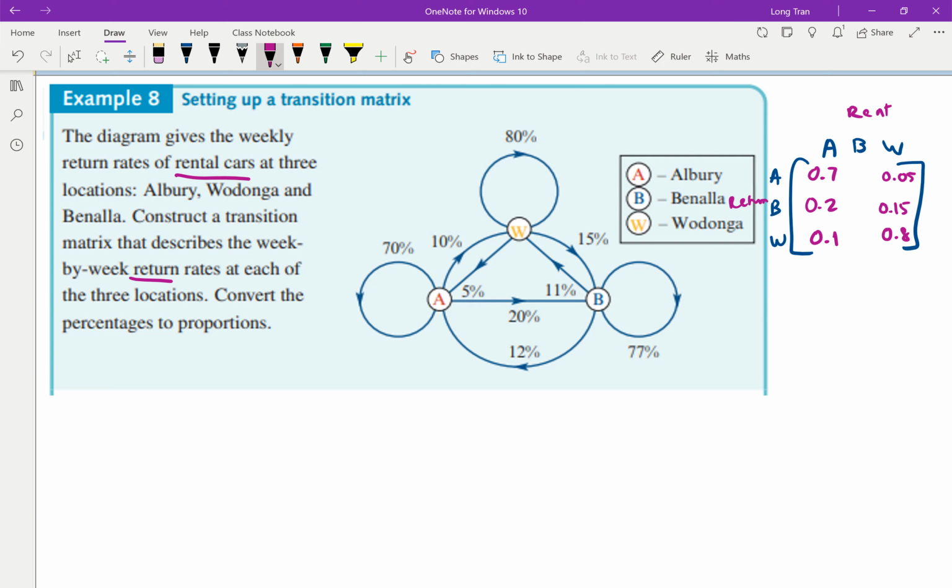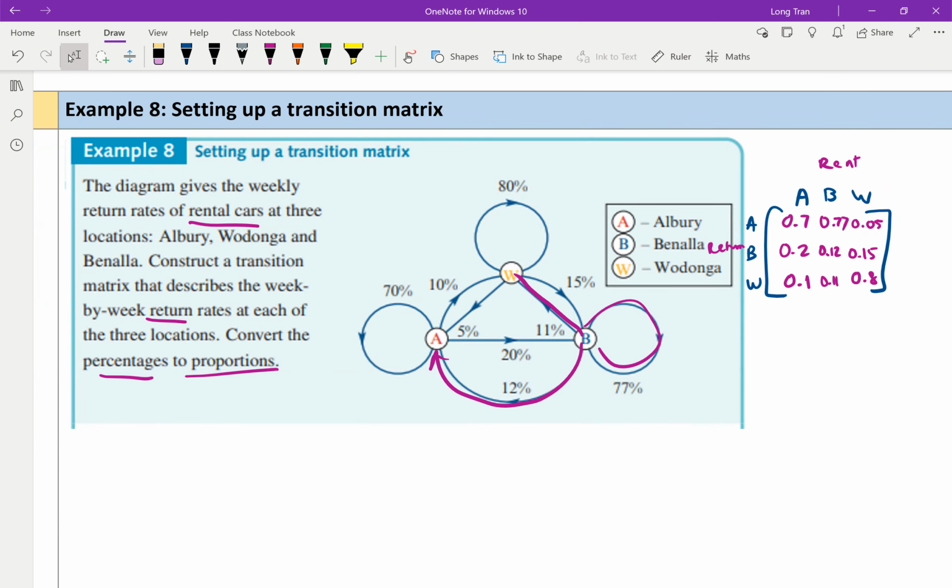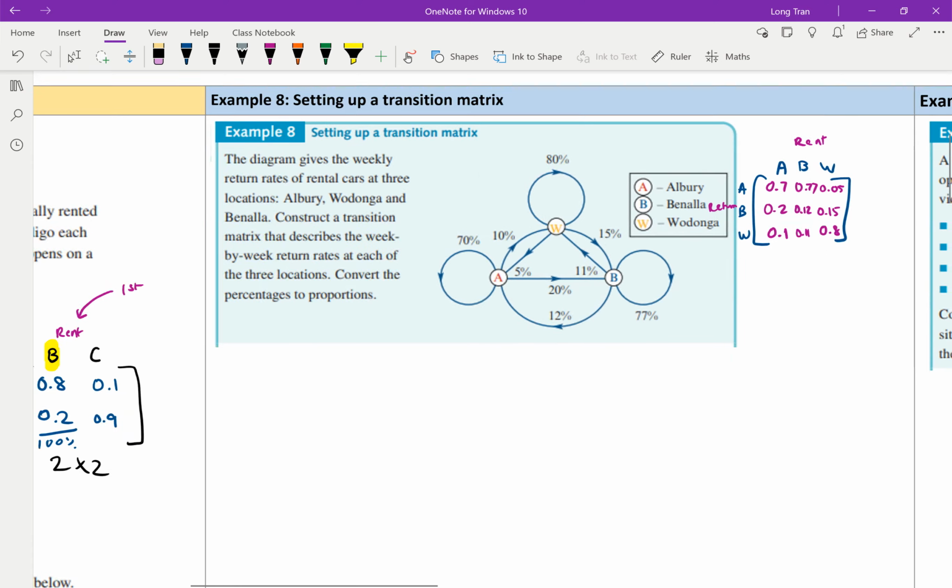So from B, if I'm returning it to W, that is 11% there. So B returning to W is 0.11. And then B returning to itself is 0.77. And then finally, B returning to A, which is down here, 0.12. Okay, so that's how I would answer this question here. Convert the percentages to proportions, and this would be considered a proportion. Okay, there we go. And technically, you can also write it as a fraction if you prefer, but decimals is also a proportion. Okay, there we go. So that's how you do example 8 of this exercise here.